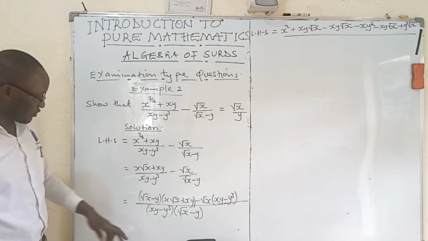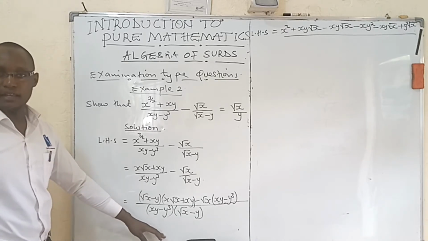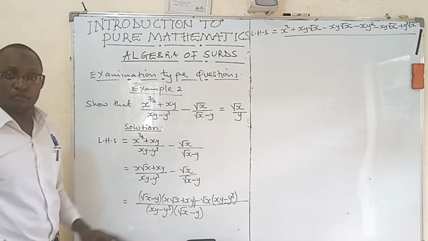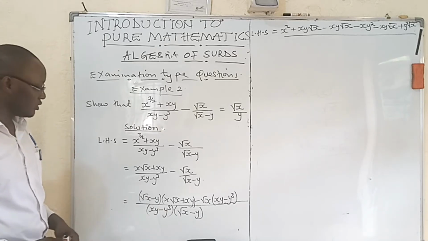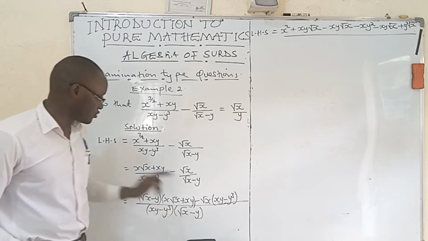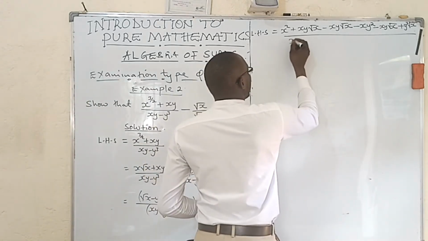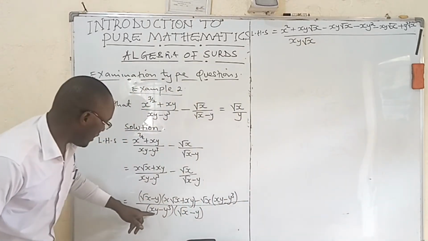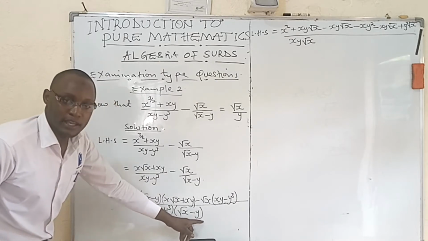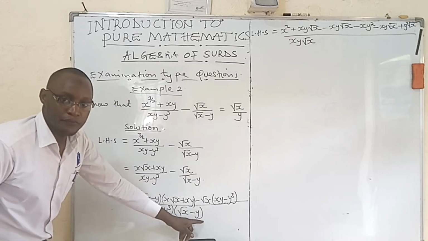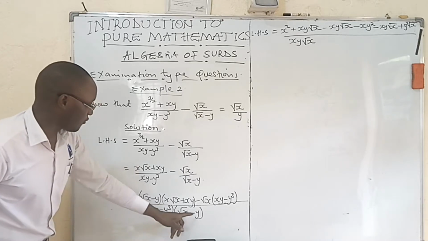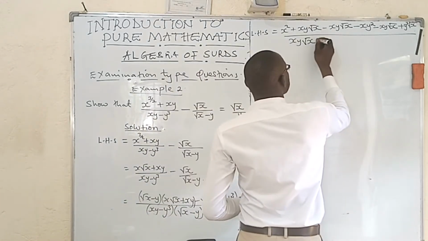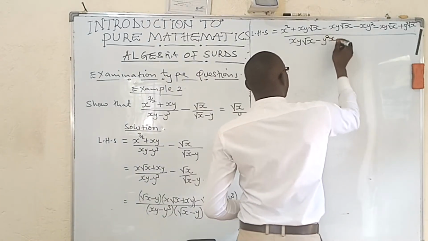We can proceed. The denominator, we can also expand it. So when we expand the denominator, xy times root of x, what do we get? We get xy root of x. Good. xy times negative y, what do we get? We get a negative y squared x. Minus y squared x.